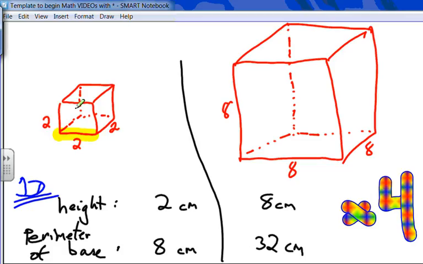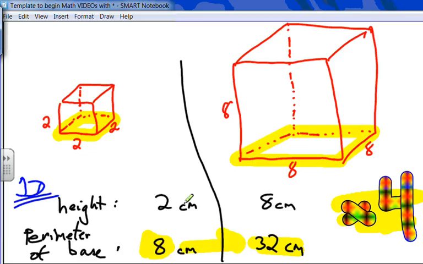The perimeter of the base is 2, 4, 6, 8 units in the small cube. And since you measure perimeter in centimeters, which is a one-dimensional unit, if it was 8 for the small cube, it will be 8 times 4 in the large cube. 8, 16, 24, 32. Anything in one dimension will be 4 times greater. But what about 2 dimensions?